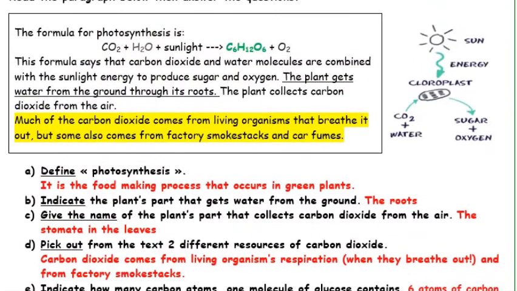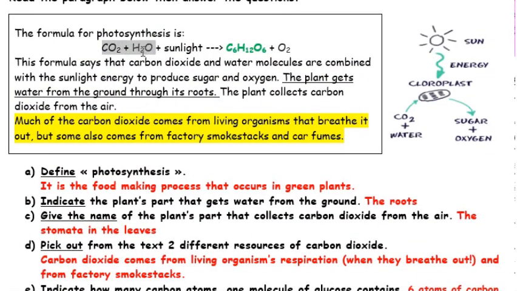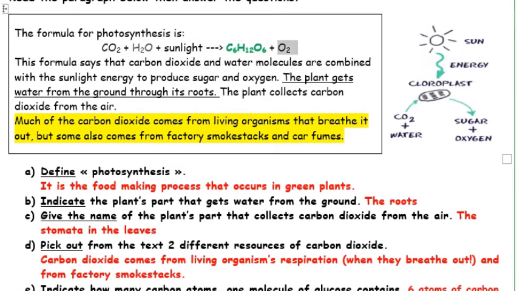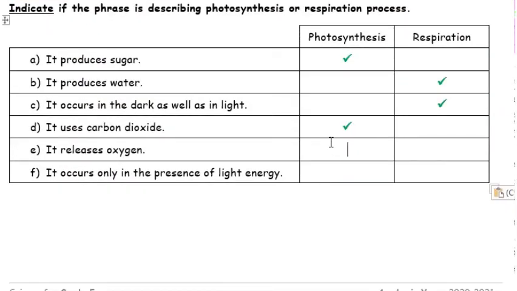It releases oxygen. While going through photosynthesis, plants use carbon dioxide, water, and sunlight. They produce sugar and release oxygen. So it's during photosynthesis that oxygen is released. It happens only in the presence of light energy. It's photosynthesis for sure. Respiration happens in the living organisms' bodies day and night, and it doesn't require the presence of light energy.